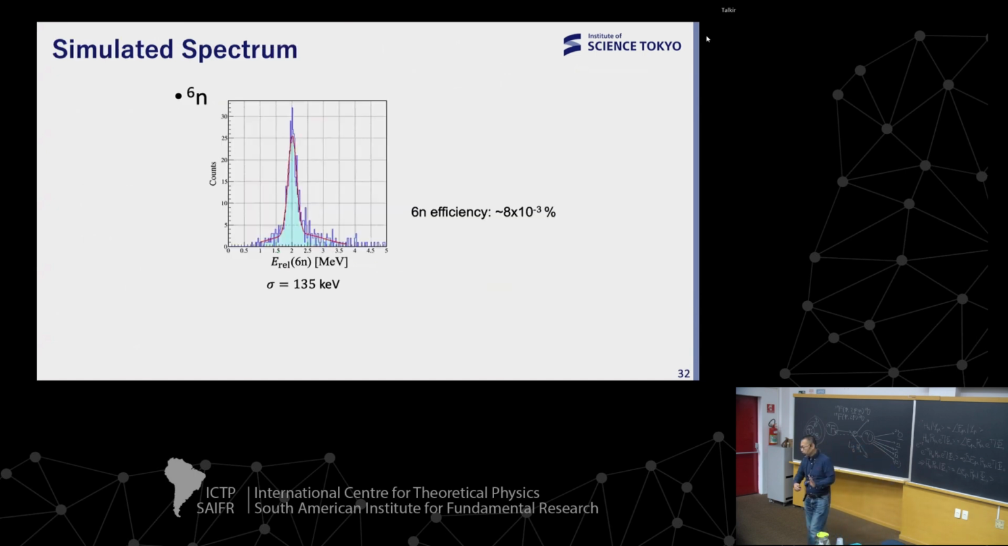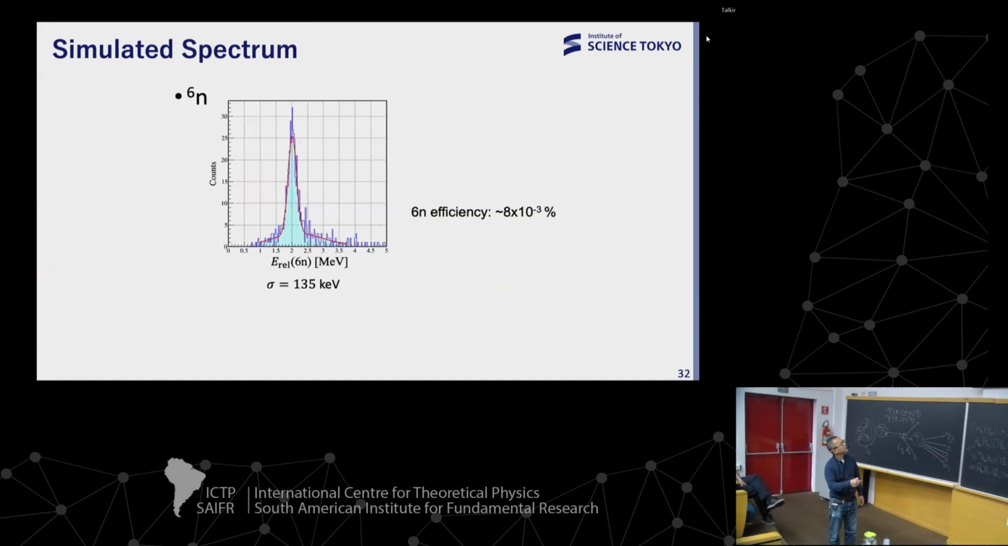And the simulation gives us a nice spectrum like this. Even for the hexaneutron, we expect this kind of nice peak. This is not experiment, but simulation. But hopefully in 5 years, we would like to show you this kind of spectrum and resolution.